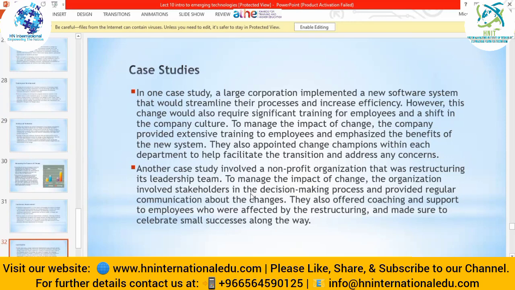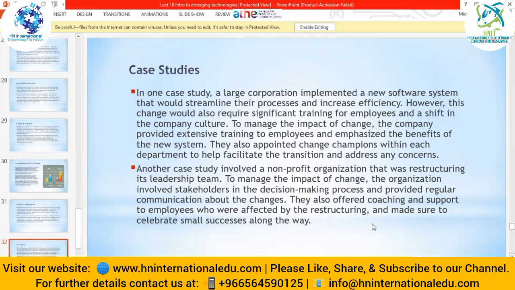And another involved a non-profit organization that was restructuring its leadership team to manage the impact of change. The organization involved stakeholders in each decision-making process and provided regular communication about the changes. They also offered coaching and support to employees who were affected by the restructuring and made sure to celebrate small successes along the way.